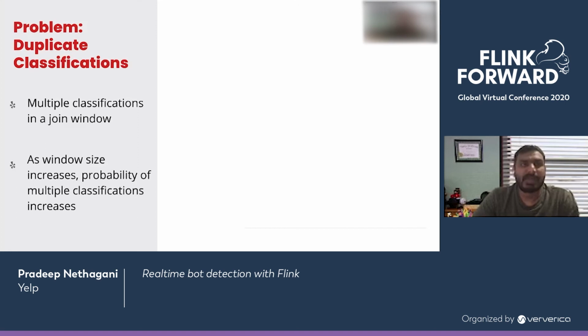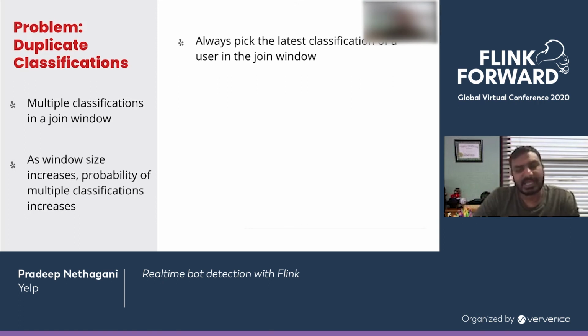Now, how do I consume that? What classification should I pick, or should I pick any classification? Also, as the window size increases, the probability of multiple classifications increases. To solve this problem, we suggest our consumers to always pick the latest classification of the user in the join window, which means in a given join window, you would always pick the latest classification that you received for that user.